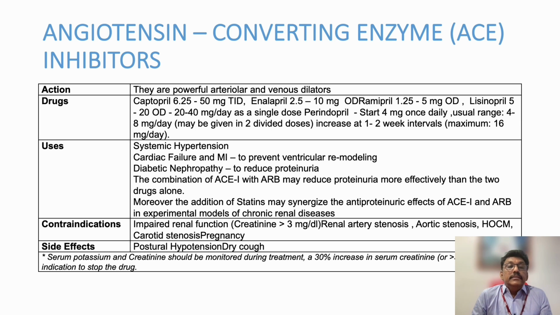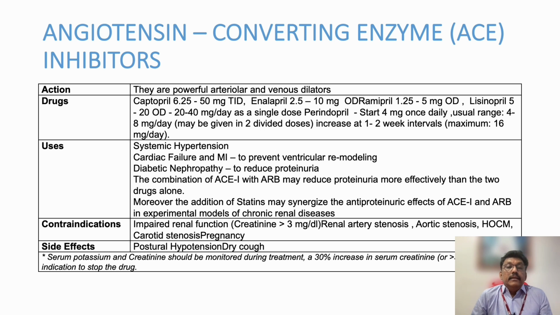Next drug is angiotensin-converting enzyme inhibitors. We have captopril, enalapril, ramipril, lisinopril, like that. So many tablets are there. They can be used in systemic hypertension, simple hypertension, cardiac failure, myocardial infarction, diabetic nephropathy. Anybody having proteinuria, these are the first line drugs. But the only problem is if creatinine is more than 3 milligram per deciliter, don't try to use this drug. Renal artery stenosis, avoid this drug. Aortic stenosis, avoid this drug. HOCM should be avoided. Carotid artery stenosis and pregnancy, this drug should be avoided.